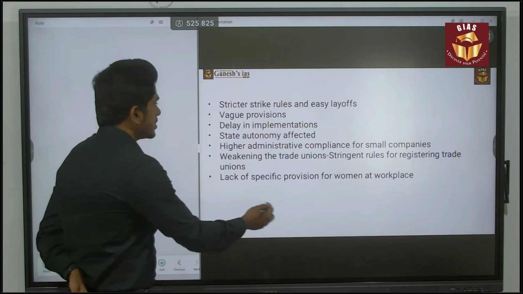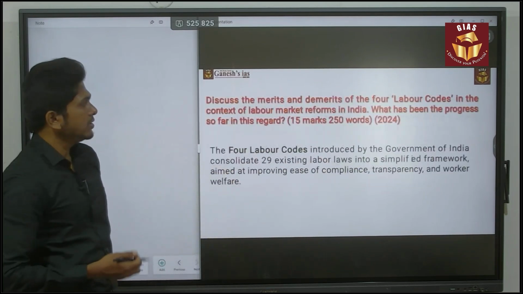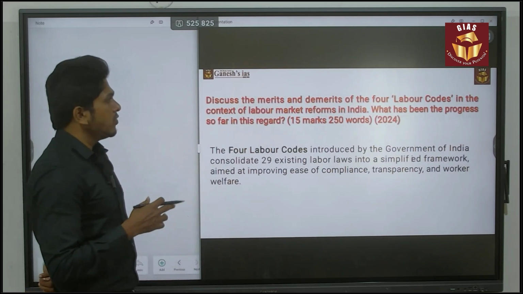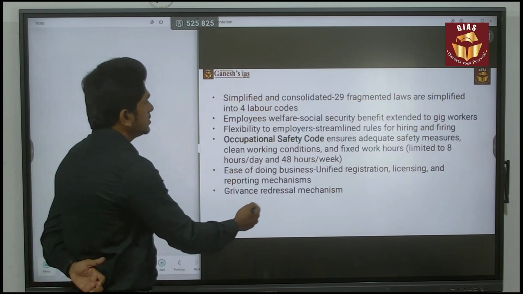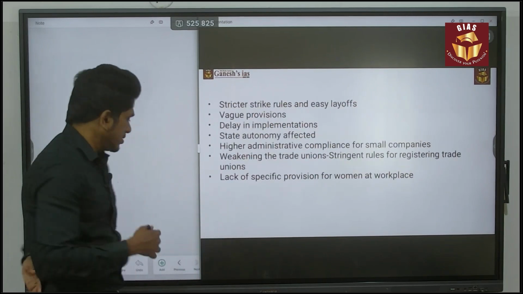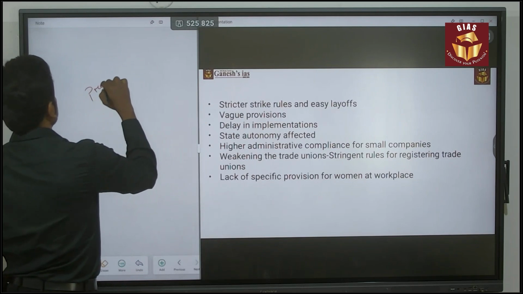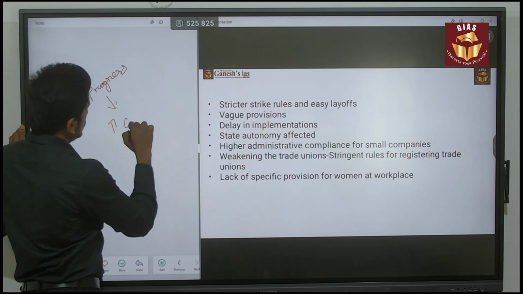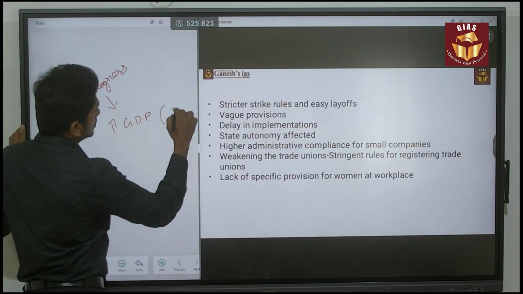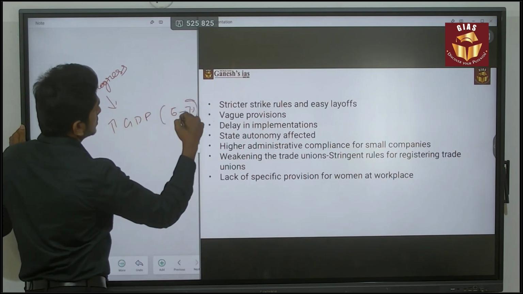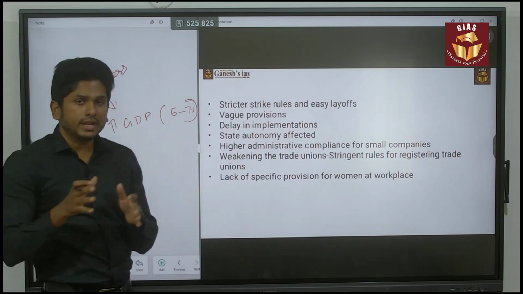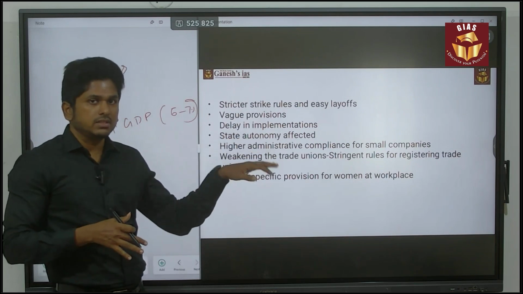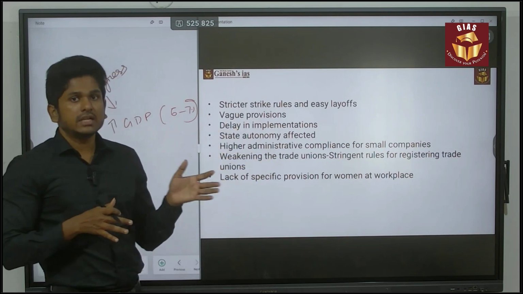So these are the merits and the demerits of the 4 labor codes introduced by India. Then you have to speak about what has been the progress so far in this regard. You have to give the progress. After introducing this, there is a huge GDP growth rate, around 6 to 7%. After COVID-19, the GDP growth rate was heavily affected, but after the introduction of this, a huge growth happened. So that is the major thing.